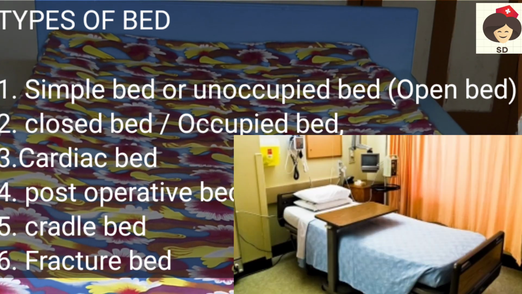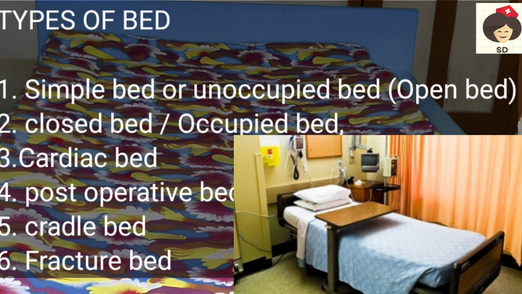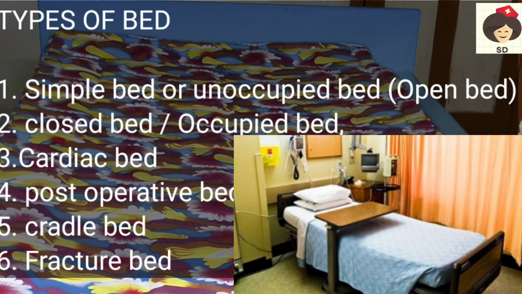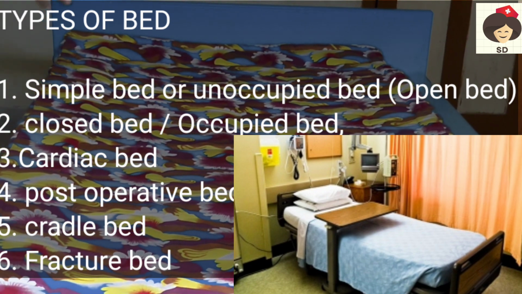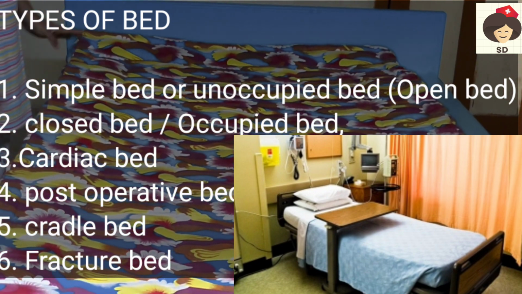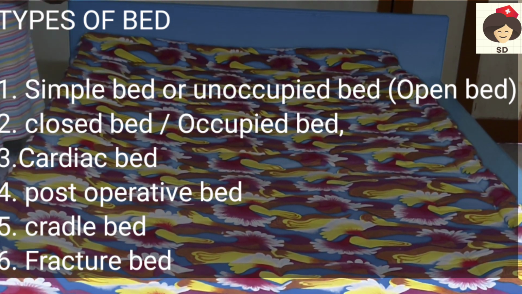So the cardiac bed is for any patients with a respiratory or cardiac problem, where there is difficulty in breathing. In order to rest the patient's hand on the cardiac table, or if the patient wants to feed, we can give the food on the cardiac table. Okay, so the cardiac bed is nothing but there will be an extra cardiac table.